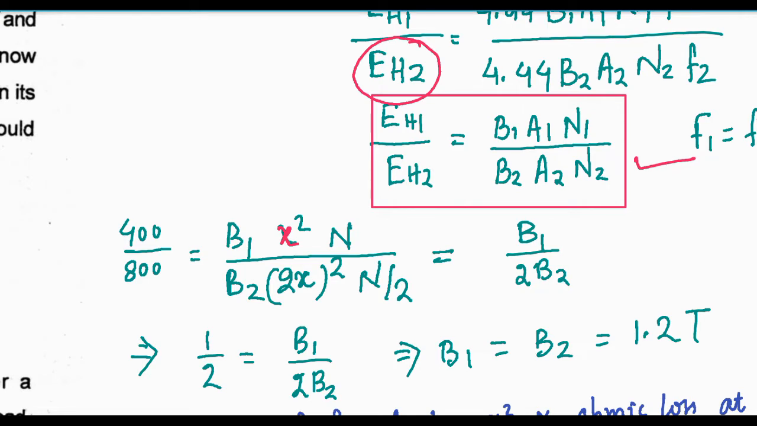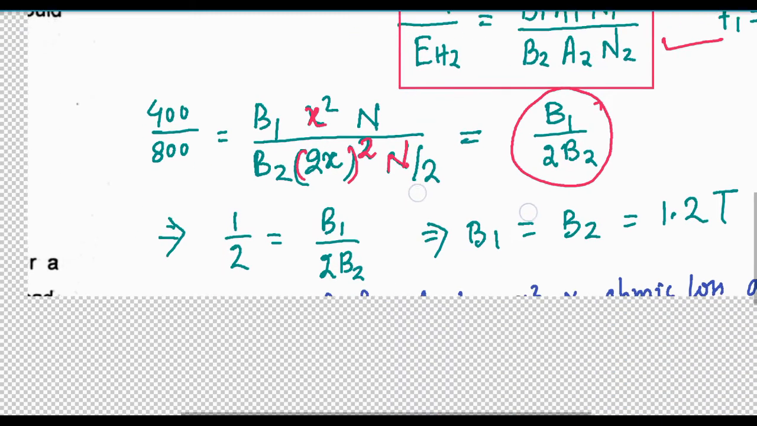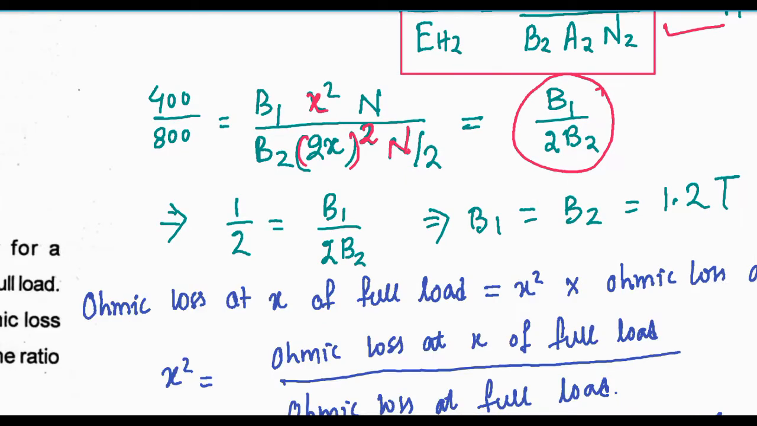So B1 x square N by B2 into 2x whole square, because linear dimension is doubled, and number of turns are halved, so N by 2. So this will be B1 by 2 B2, and this is 400 by 800. That means half is equal to B1 by 2 B2. So we can find out that B1 is equal to B2.